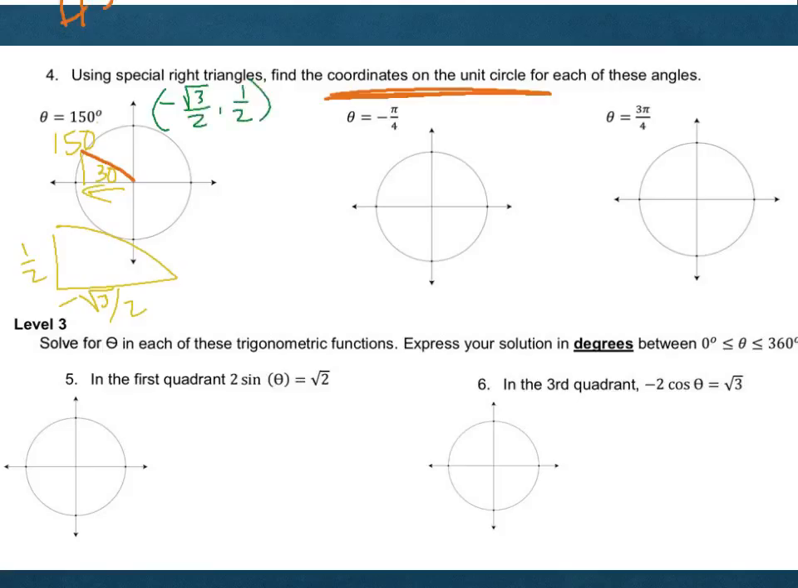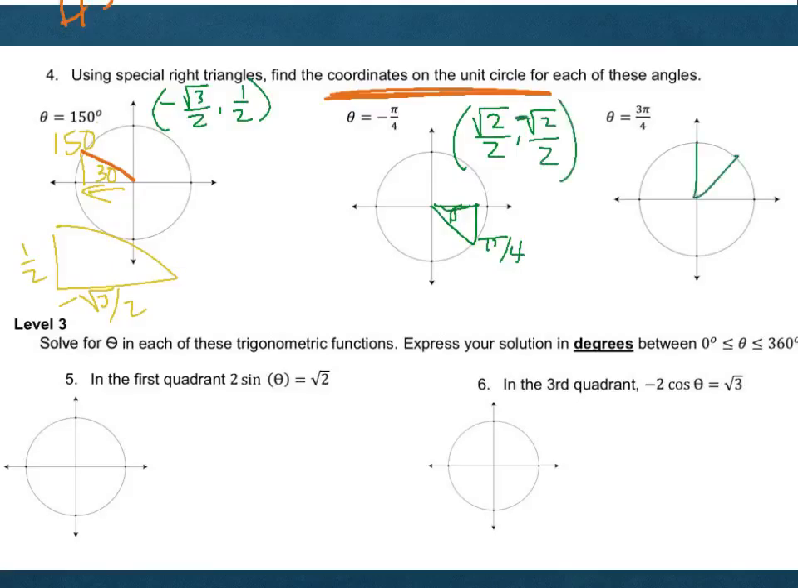Likewise, if I go negative pi over 4, I know that's a 45-degree angle, which is the point on the circle is going to be square root of 2 over 2 positive, and then I'm going to go down square root of 2 over 2, so that'll be a negative.